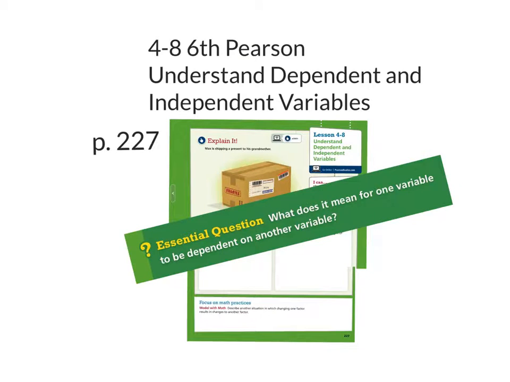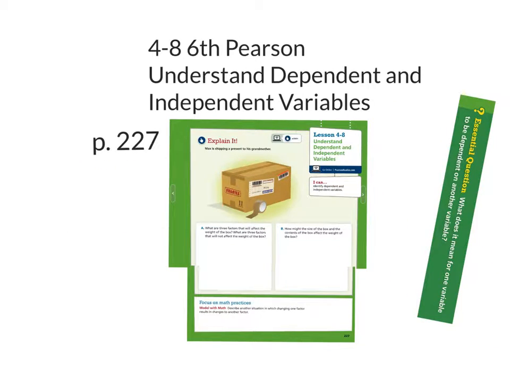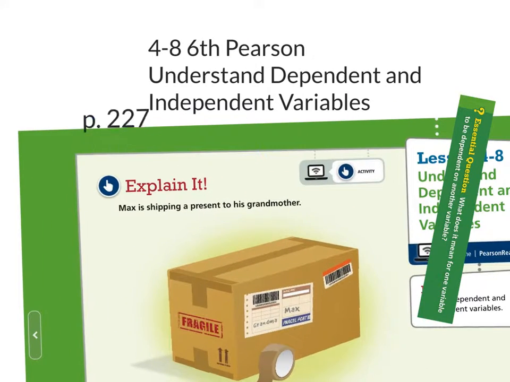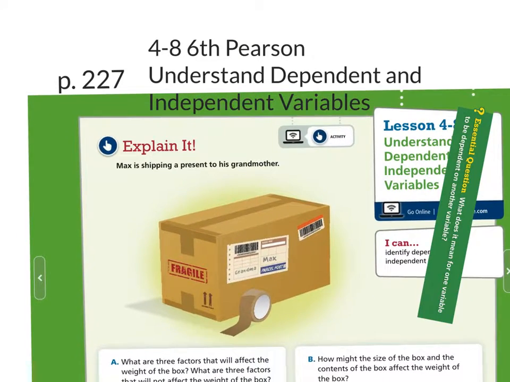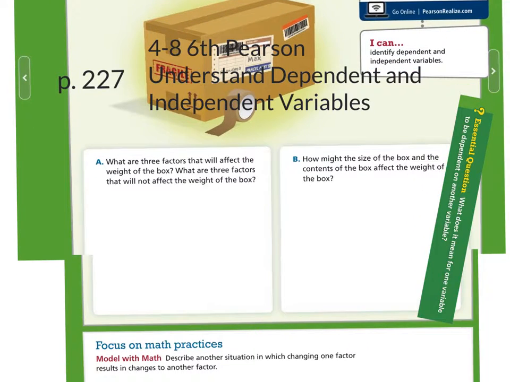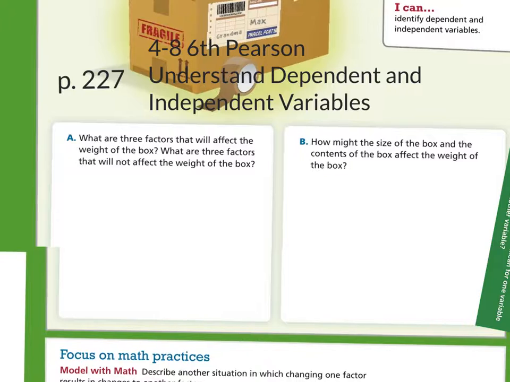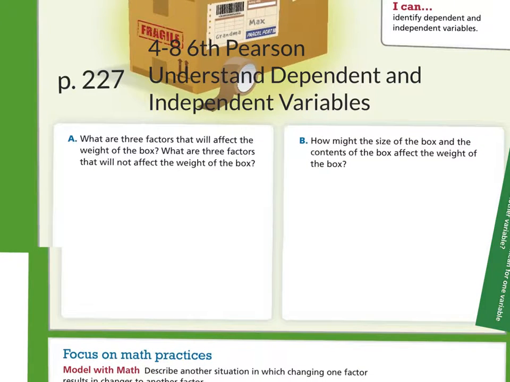Lesson 4.8 on page 227 is talking about dependent and independent variables. So a question we're going to think about: what does it mean for one variable to be dependent on another variable? On 227 it says Max is shipping a present to his grandmother. What are three factors that will affect the weight of the box? What are three factors that will not affect the weight of the box? Talk about those first, and then we'll look at the other part.